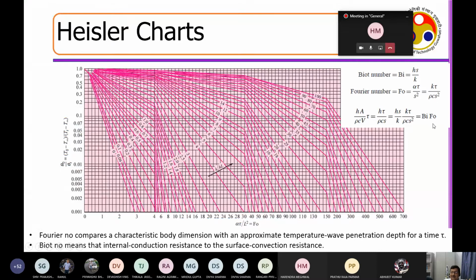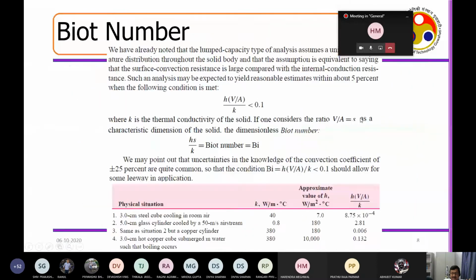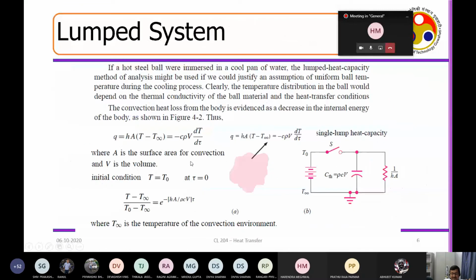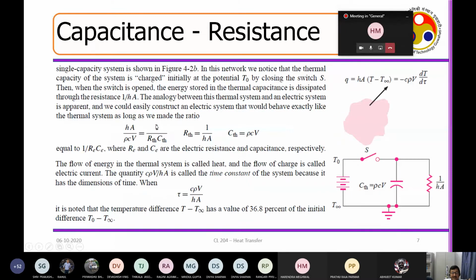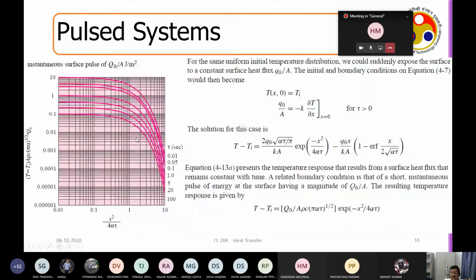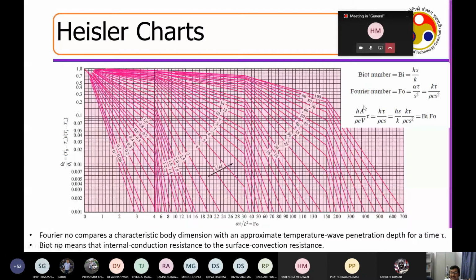Importantly, if you multiply the Biot number and the Fourier number, you end up getting hA by rho CV into tau, which is the numerator of this, hA by rho CV tau. Essentially, hA by rho CV tau means what? One by the thermal resistance into thermal capacitance into the time scale. So basically, the characteristic time scale that I am taking, the second inverse is of that. If I combine the whole parameter, this comes out to be the Biot number and Fourier number multiplication. And this is very, very important.